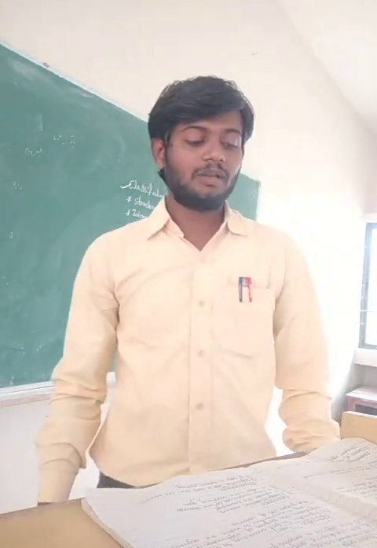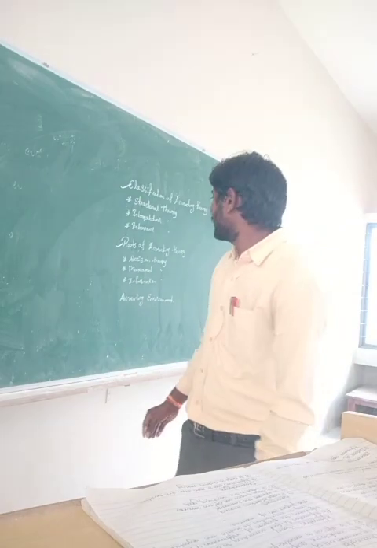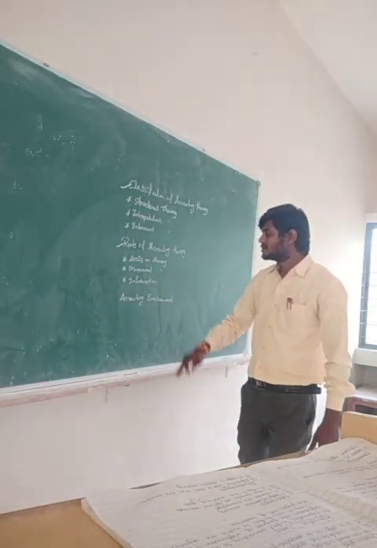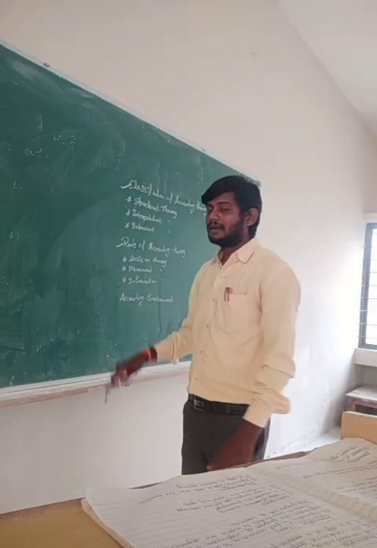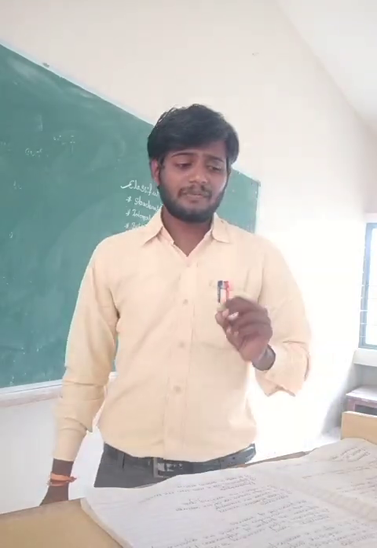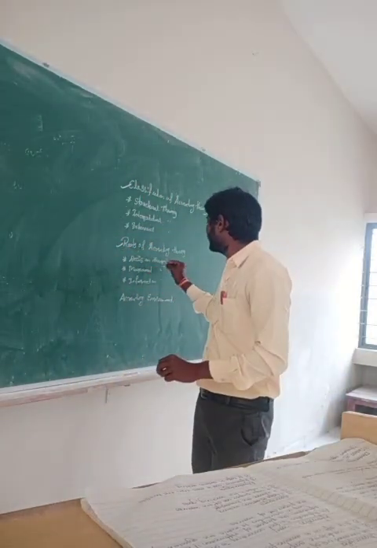Next concept is roots of accounting theory. Roots of accounting theory are mainly classified into 3 categories: one is decision theory, second is measurement theory, and third is information theory. Okay, first one is decision theory.